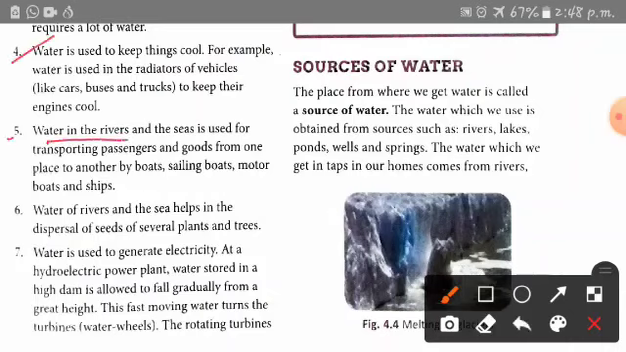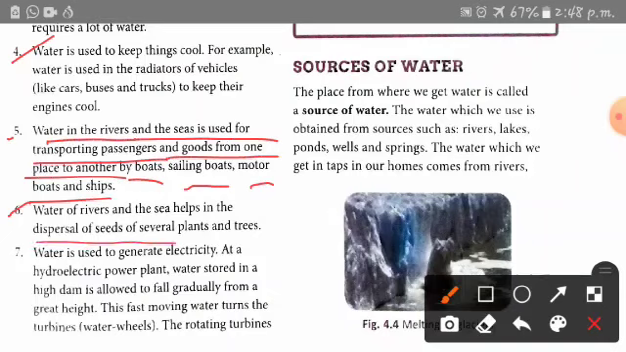Water in rivers and seas is used for transporting passengers and goods from one place to another by boats, sailing boats, motor boats and ships. Sixth point, water of rivers and the sea helps in the dispersal of seeds of several plants and trees. Because of water, the seeds of the plants are scattered in a good manner.